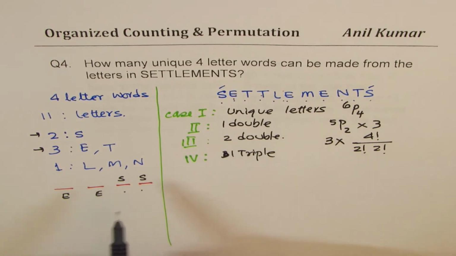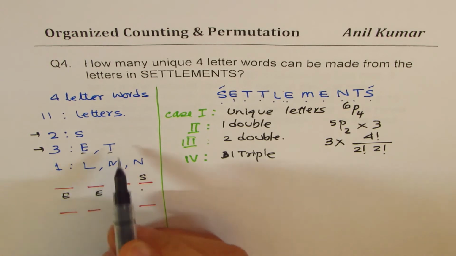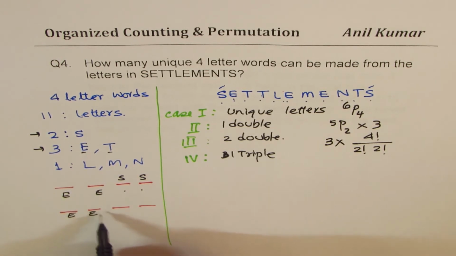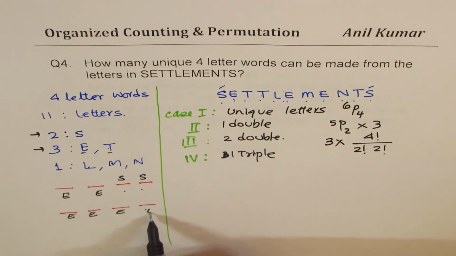Okay, so a triple is possible with E's and T's. So let's do another scenario. We are now talking about triples, so we could do E's and T's. If I take 3 E's, this position is left for 1, 2, 3, 4, 5. For 5. This position is left for 5, correct?